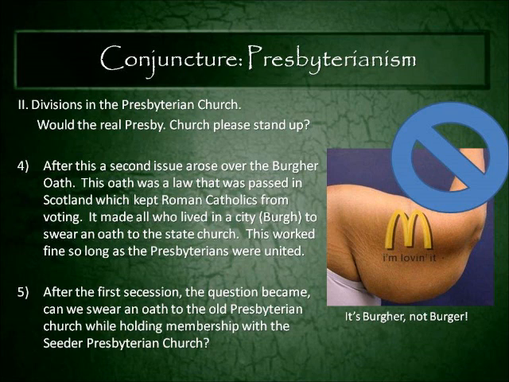the second secession is going to be the Burghers and the Anti-Burghers. And the Anti-Burghers are specifically Presbyterians who are Seceders who will not take the oath, while Burghers are those who are Seceders but will take the oath.